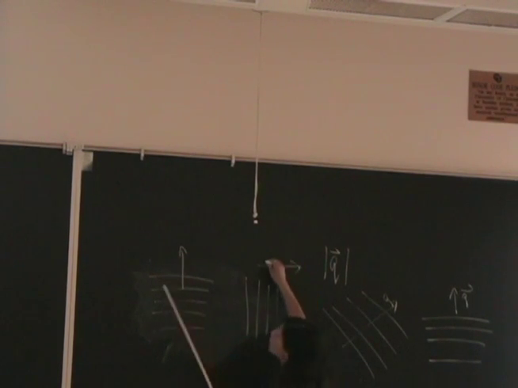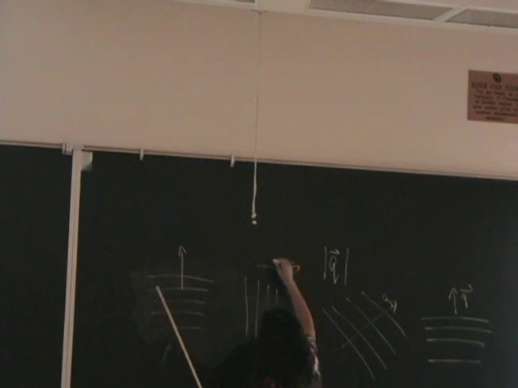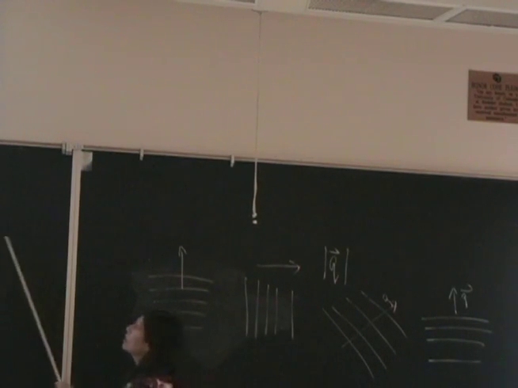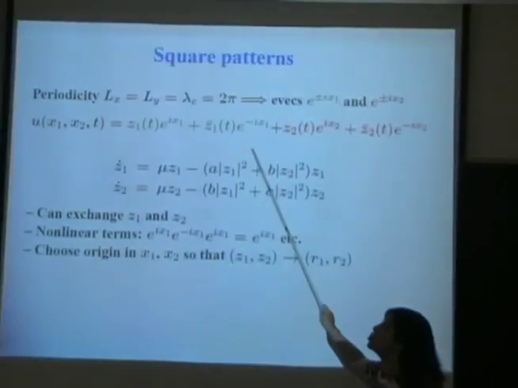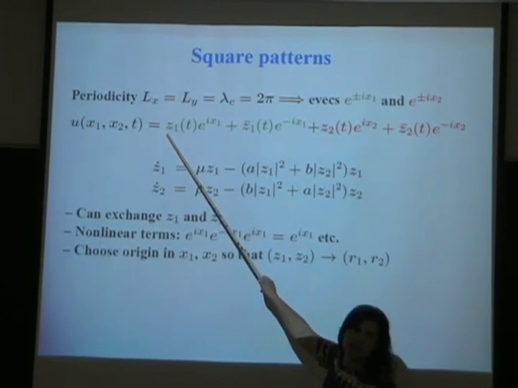Okay, so this is my x1 direction, and this is my x2 direction. Okay? So does everybody understand what I've done? I've just written a functional form, that's all. I haven't said anything about how it behaves. Surely I'm allowed to do this.